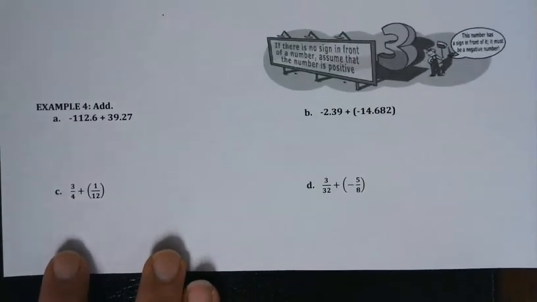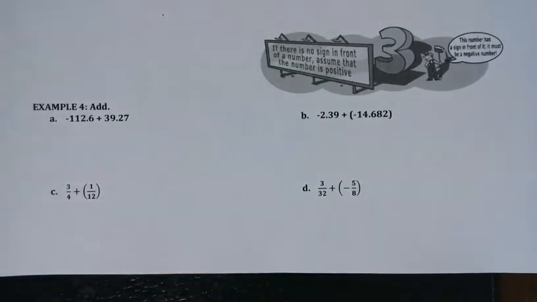Okay. Let's try the ones with decimals. Example 4 down there. The same rules apply with our decimals as what we just did before. So we have a number with no sign, which means it's a positive. So we're going to look at the absolute values. 112.6 is the absolute value here, and 39.27. So we're going to subtract those. I'm going to put in my imaginary 0 there so that we can subtract them.